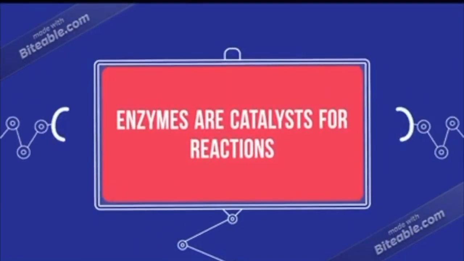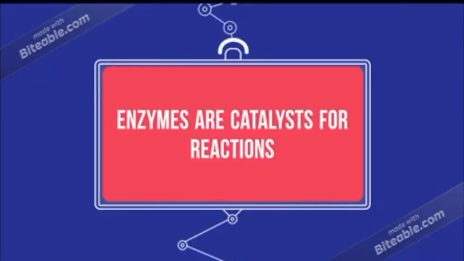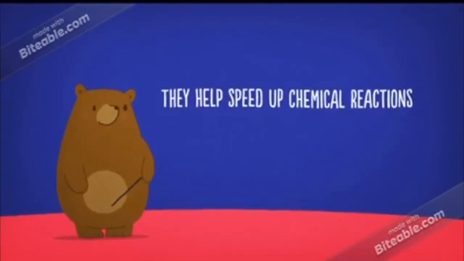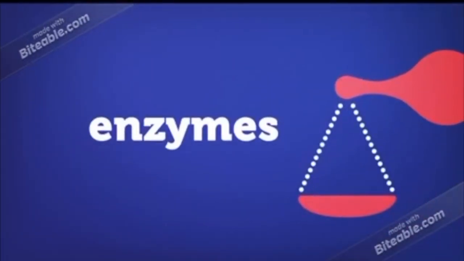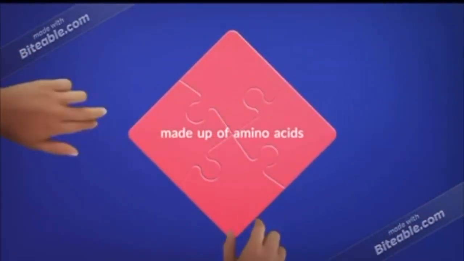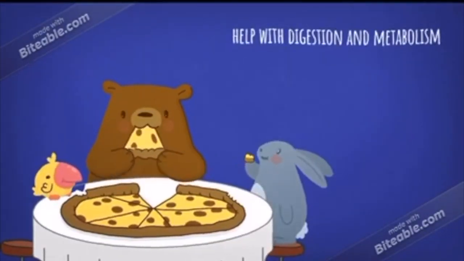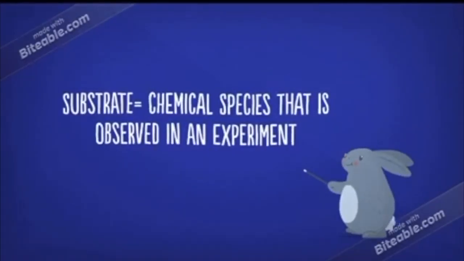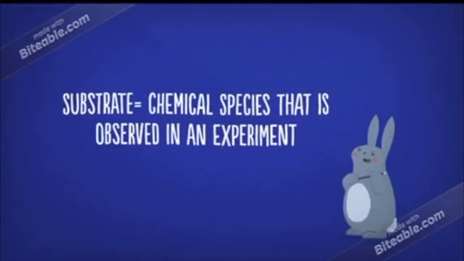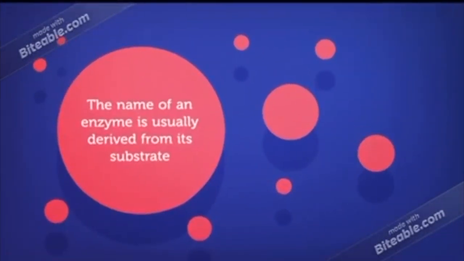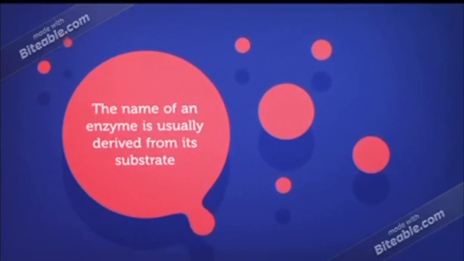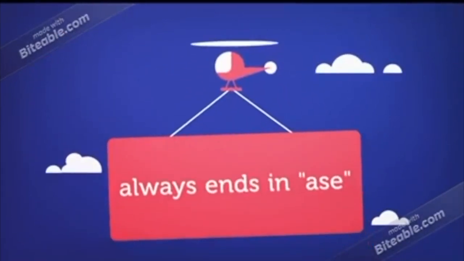Enzymes are catalysts for reactions, which means they help speed up chemical reactions. Enzymes are proteins made up of amino acids. They are found in the body and help with digestion and metabolism. A substrate is a chemical species that is observed in an experiment. The name of an enzyme is usually derived from its substrate, with the word ending in "ase."